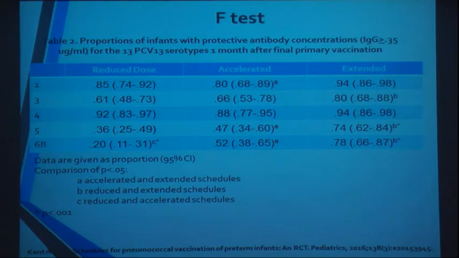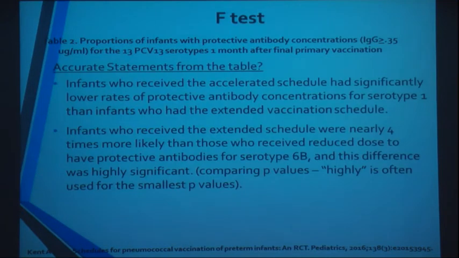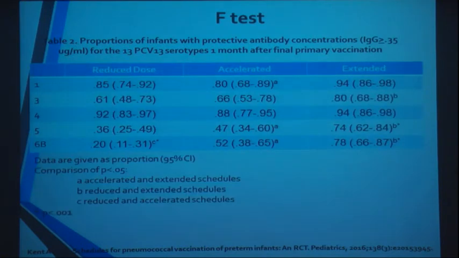Let me show you a few statements that you can make about this table. Infants who received the accelerated schedule had significantly lower rates of protective antibody concentrations for serotype 1 than infants who had extended vaccination schedules. So accelerated, extended, serotype 1. What that means is the 0.80 and the 0.94 are significantly different.